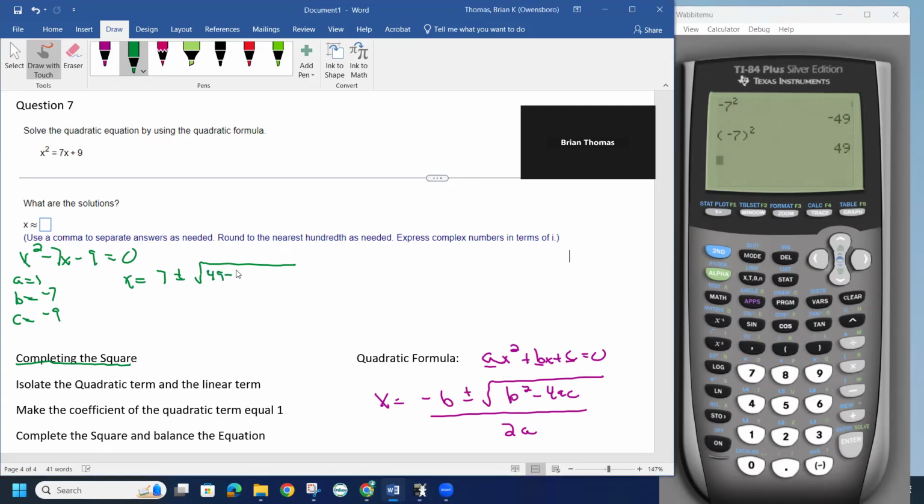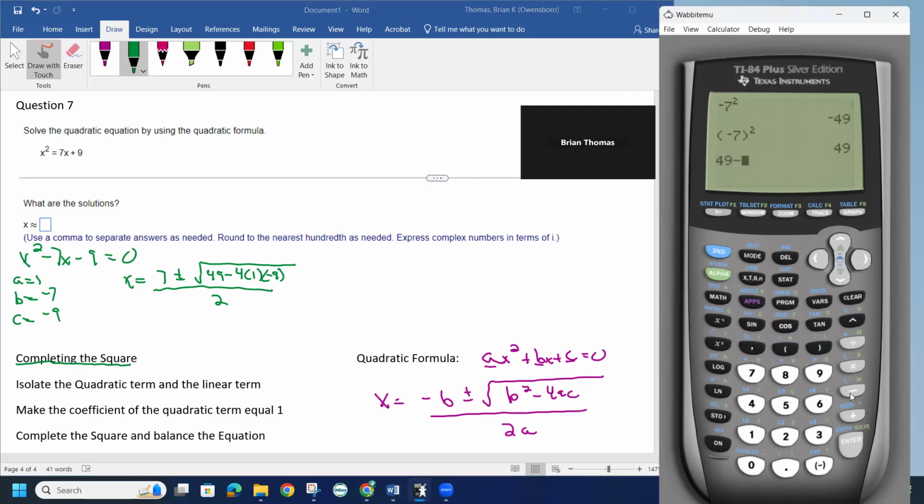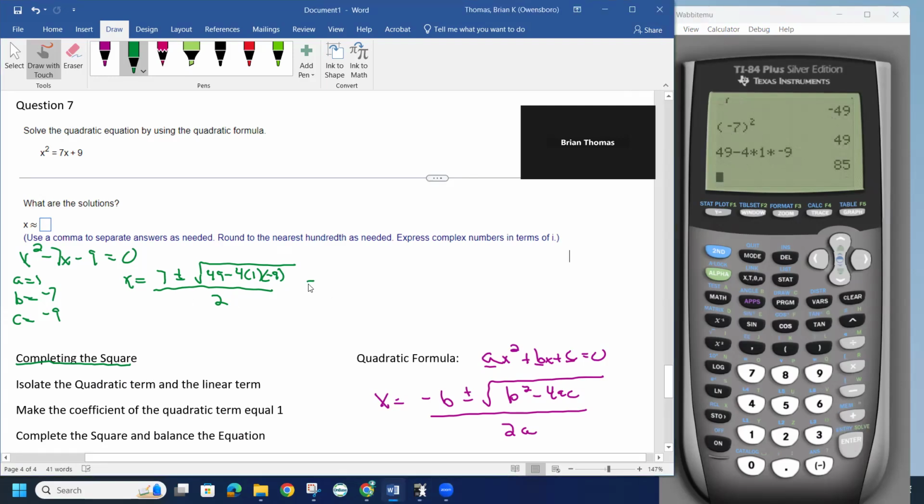minus then 4 times a, which is 1, times c, which is negative 9. And then that's going to be all over 2 times a, and 2 times 1 would be a 2. So it looks like my next step is to do what's inside the radical. So 49 minus 4 times 1 times negative 9. And that gives me then this 85. So x is going to equal then the 7 plus or minus the square root of 85 all over 2.